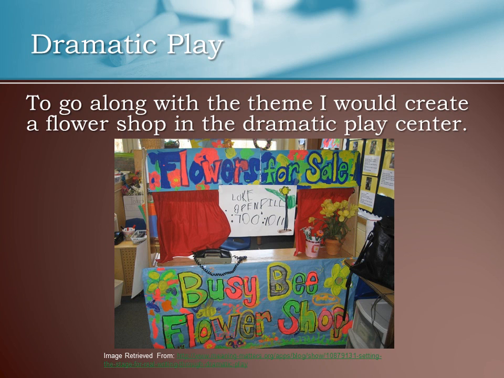To go along with the theme, I would create a flower shop in the Dramatic Play Center. Here, they could play many different roles. They could be the customer, or the shop owner, or they could be the salesperson. Through this, they could build their vocabulary by explaining the different types of plants that they sell, by telling a customer how to plant the seeds and the different stages of development that the plant will go through. They also learn about real-world skills by learning to sell products. They are also using money, which helps them build their math skills, and they also work on their vocabulary by interacting with each other.